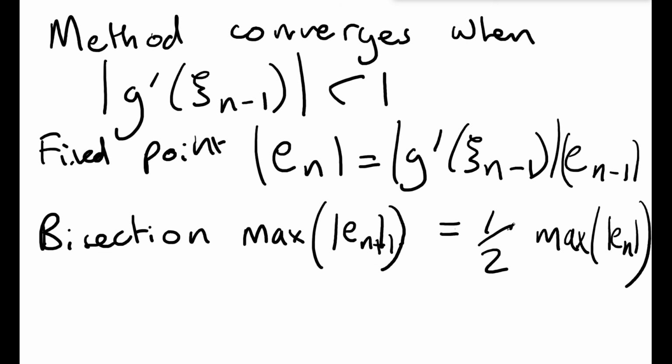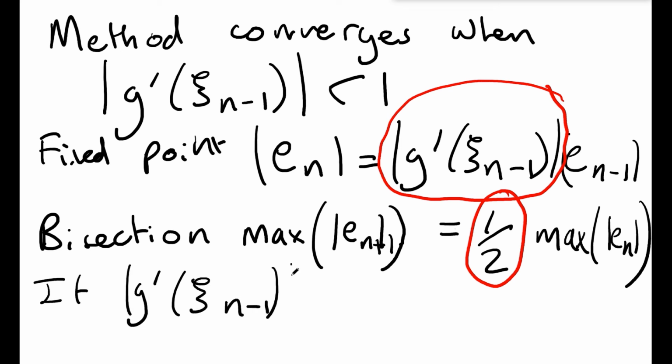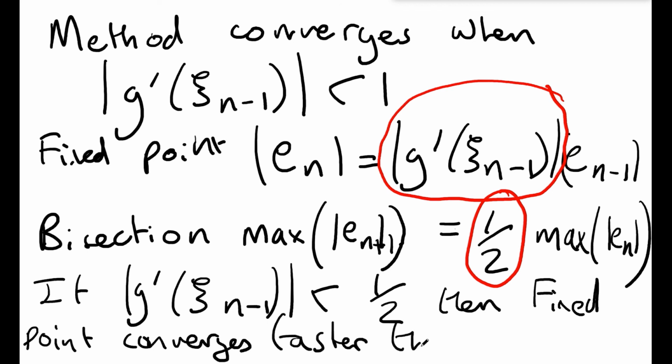But the key thing is this coefficient, right? You've got a half here, then you've got g prime there. So if g prime psi n minus 1 is less than a half, i.e. this coefficient, then fixed point converges faster than bisection. They're both linear convergence, so one is not going to be massively faster than the other, but one is going to be faster if g prime is less than a half.